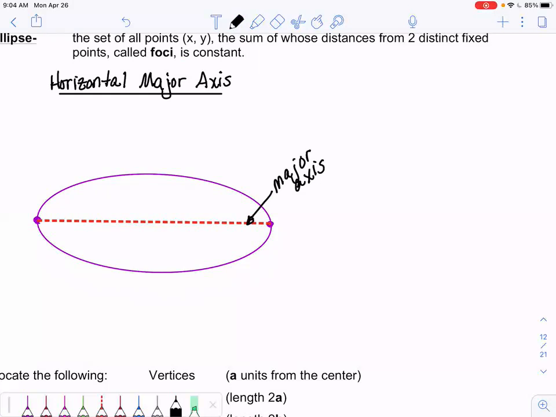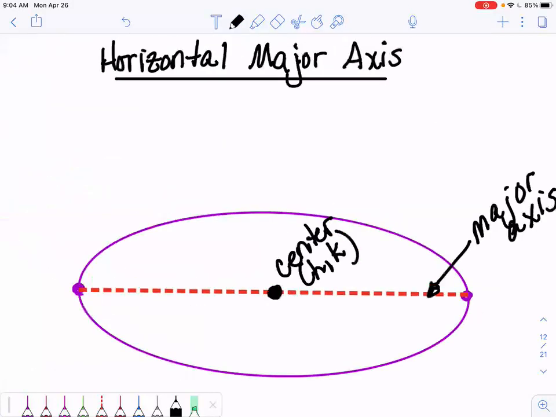This graph has a center, like the circle has a center, and that center is going to be in the middle on the major axis. The center is (h, k). So the circle has a center of (h, k). An ellipse has a center of (h, k).